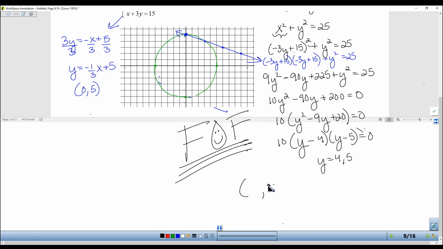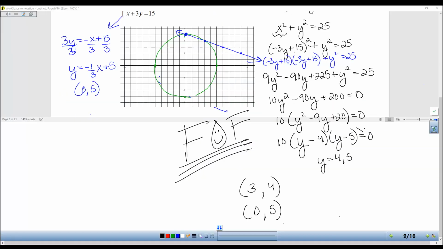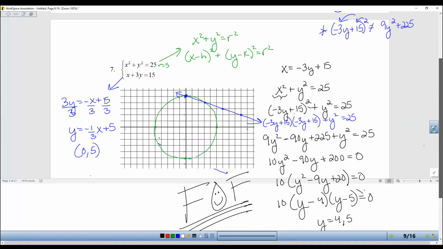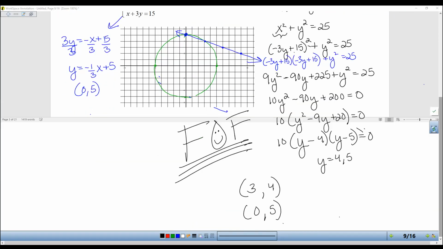I do need to list my answers as ordered pairs. Obviously, you know at 5, the x is 0. But how can I find it for the 4? If you didn't make the graph and can't just see that it's 3, you can plug it into either one of these equations. So x plus 3y, we wrote it as negative 3y. So x is equal to negative 12 plus 15, which is equal to 3. Okay, so 3 and 4 are my 2 answers.